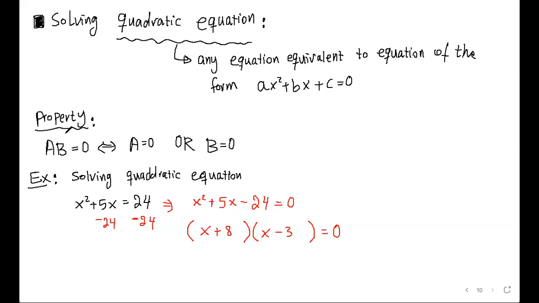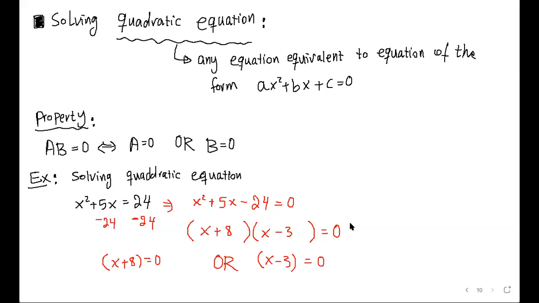Now I'm going to use this property. It says if A times B equals 0, then A equals 0 or B equals 0. So this is my A, times this is my B, equals 0. This means the first one equals 0 or the second one equals 0. So x plus 8 equals 0 or x minus 3 equals 0 by using the property.